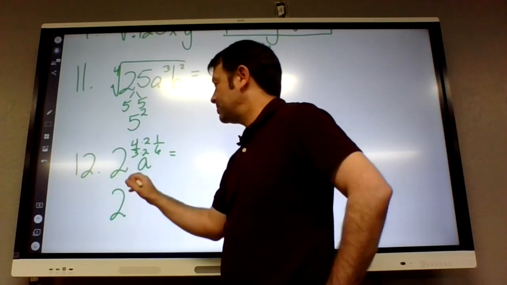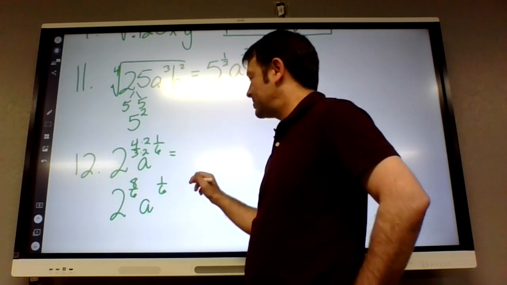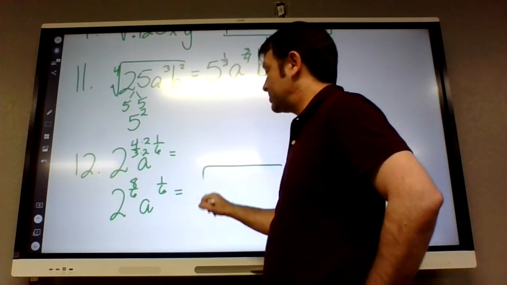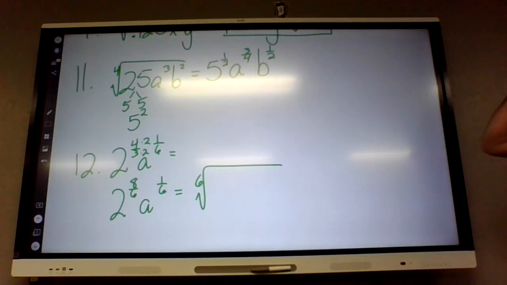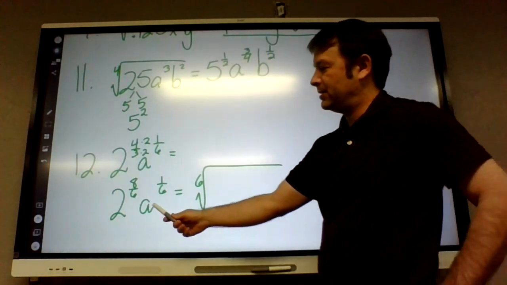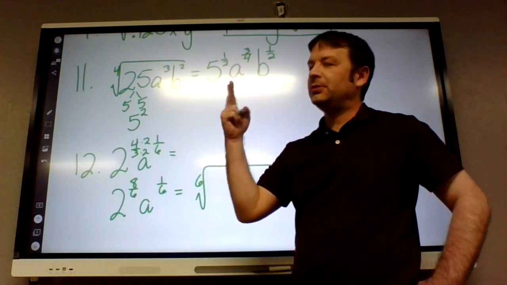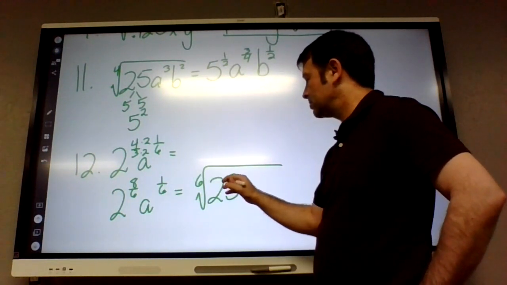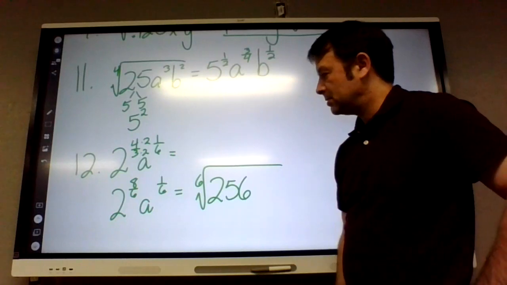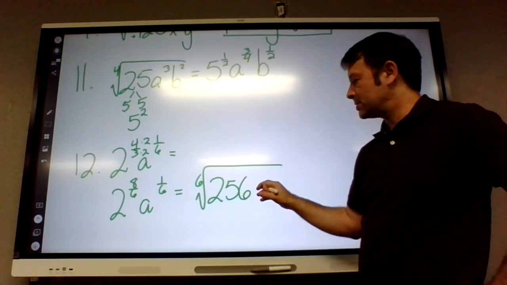So it becomes 2 to the 8/6, a to the 1/6. Now the 6 tells me what the radical needs to be, or the root, I should say. So it's the 6th root. 2 to the 8th is what would go inside, but 2 to the 8th simplifies: 2, 4, 8, 16, 32... it's 256. And a to the 1 also goes on the inside, which is just a.